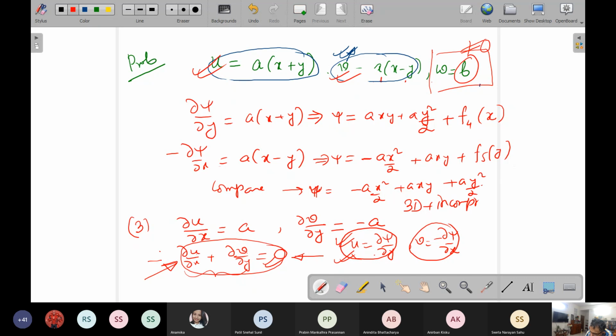So if you just compare, you can as well put a constant if you want, but again, if you take the reference that at x, y equal to 0, the value of psi is equal to 0, then from that you can conclude that that constant will be 0.